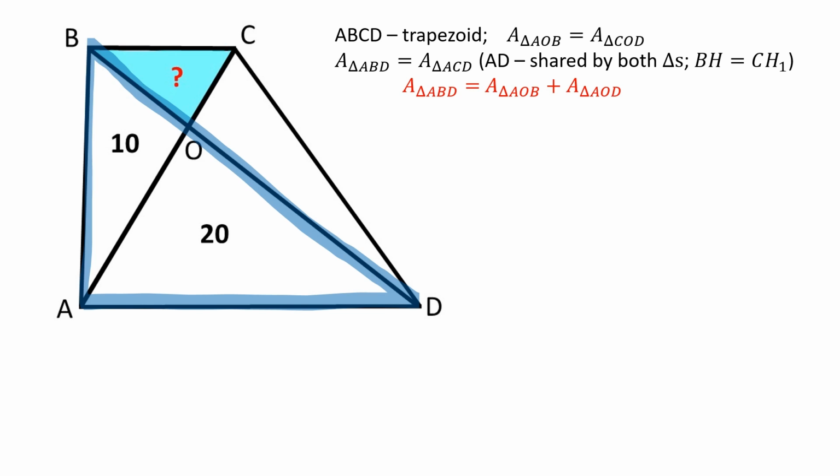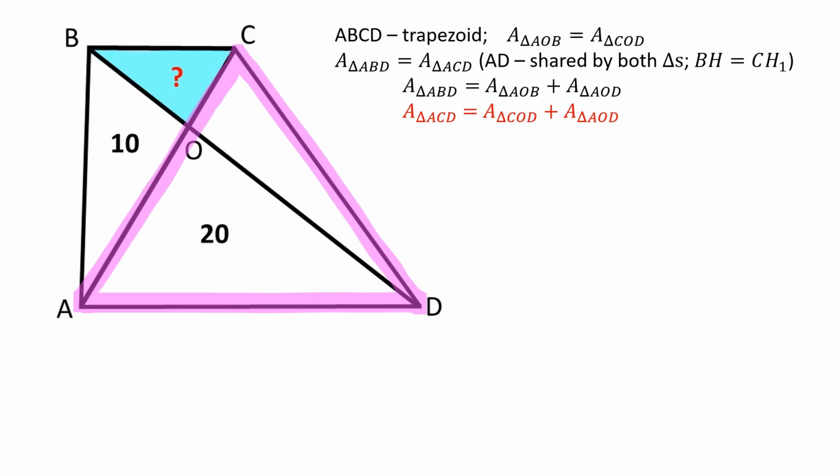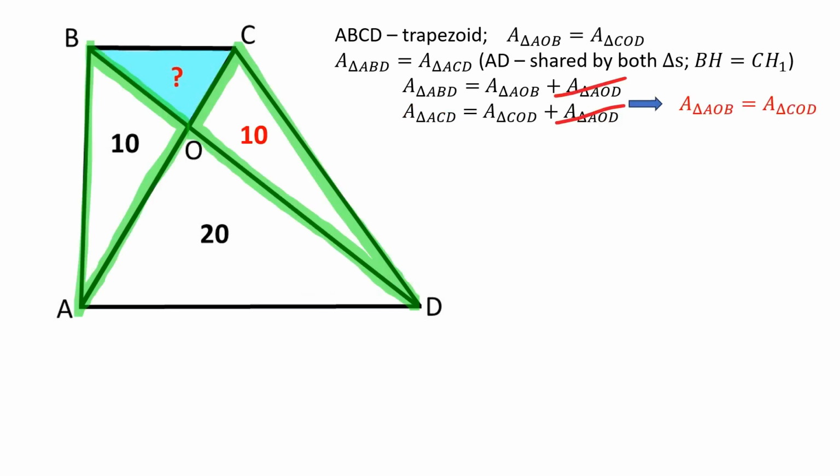The area of the triangle ABD is equal to the sum of the areas of triangle AOB and AOD, and the area of the triangle ACD is equal to the sum of the areas of the triangles COD and AOD. Therefore, the area of the triangle AOB is equal to the area of the triangle COD.